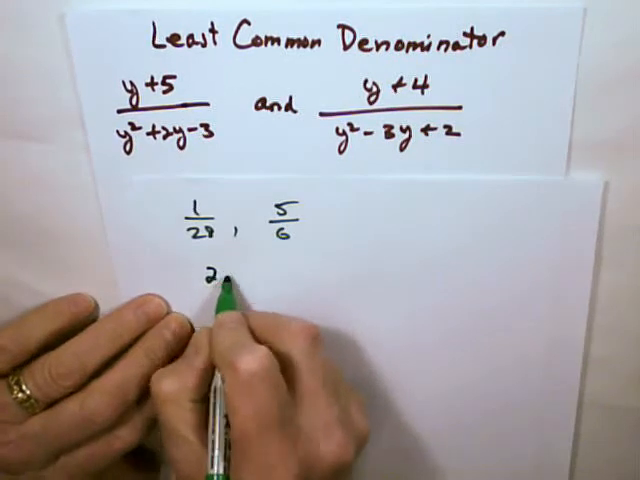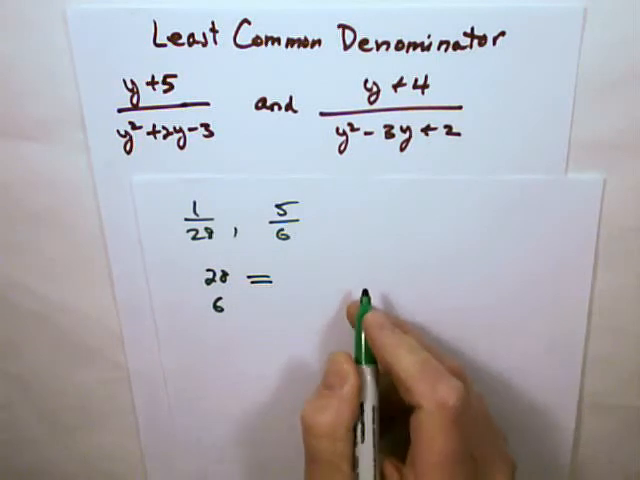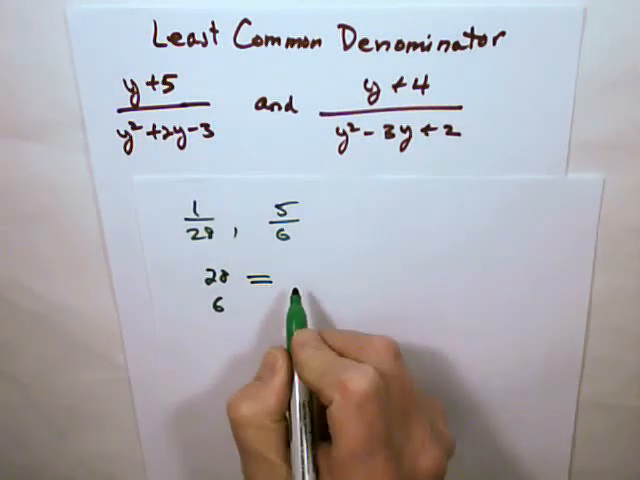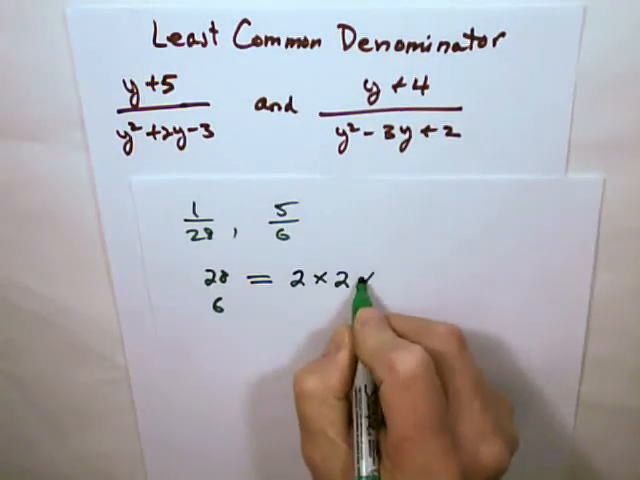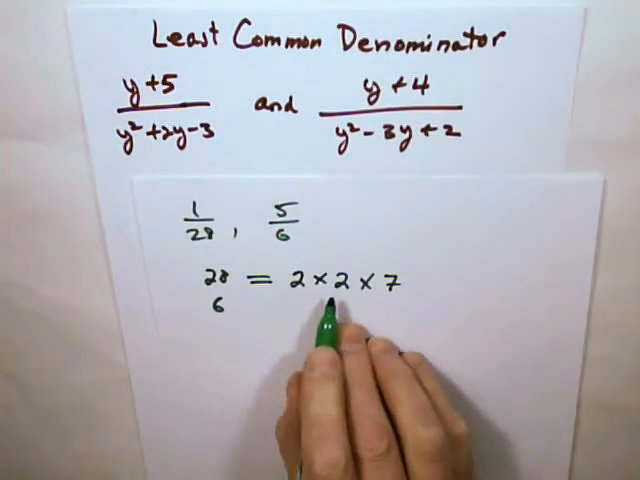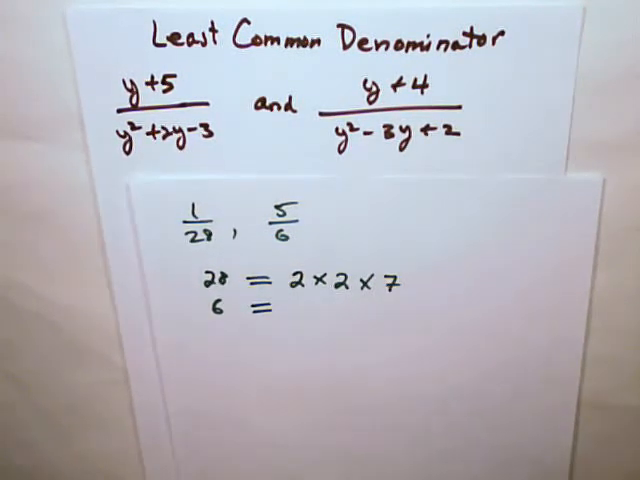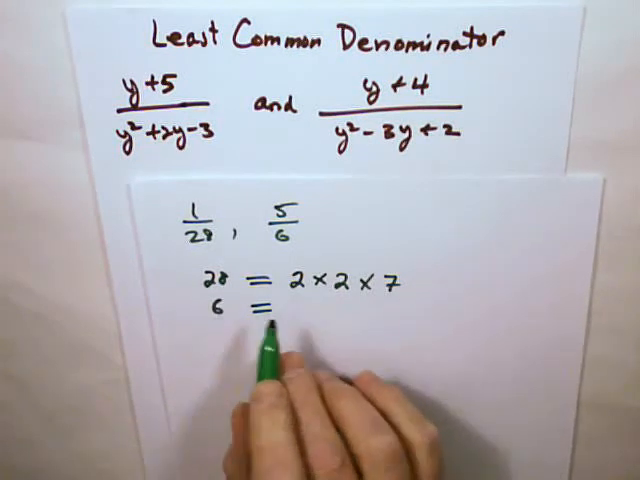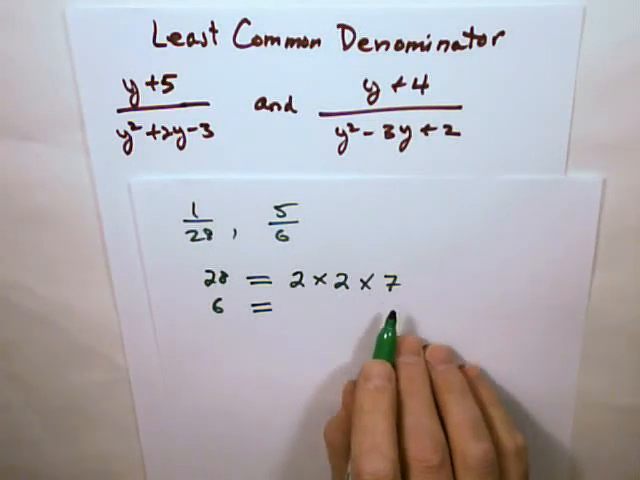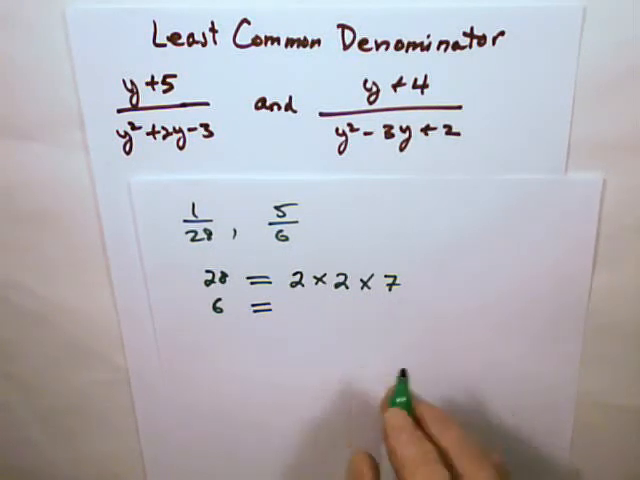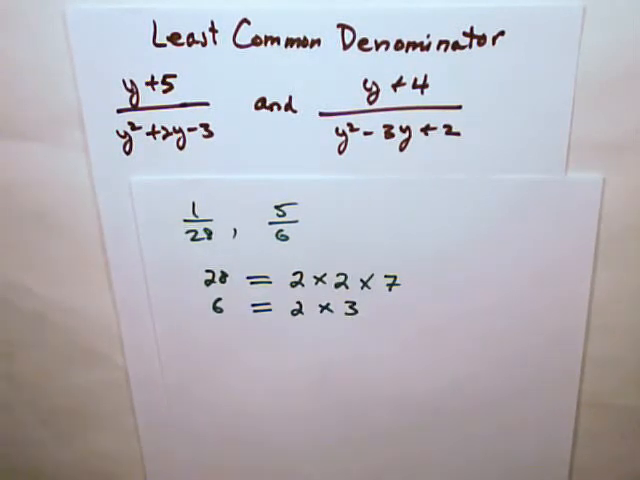I'm going to take the 28 and I'm going to take the 6. And what I'm going to do is the prime factorization of 28. 2 times 2 is 4 times 7 is 28. Notice that these are all prime numbers, and I've put them in order just so it makes it easier for me to take a look at things. In an earlier example I showed you how to develop the prime factorization of a number, so this is the end result of that. Now the prime factorization of 6 is 2 and 3.